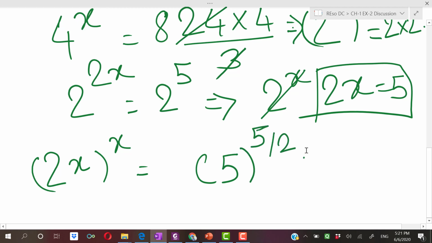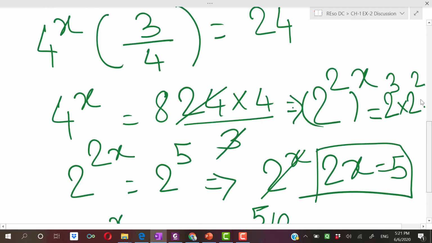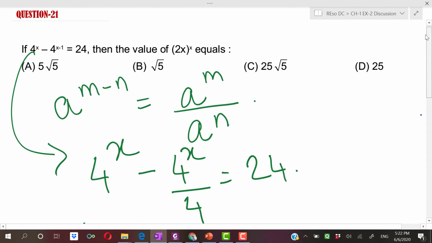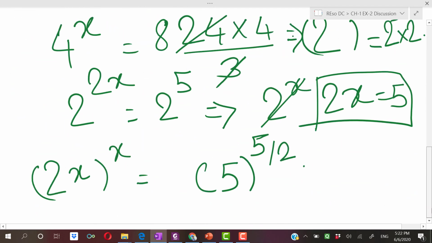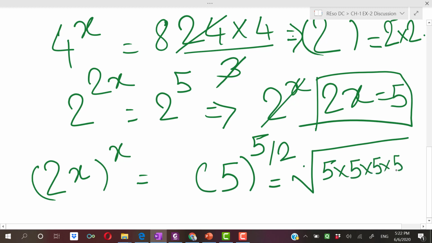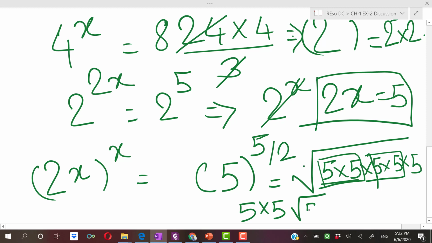Now let me see in what form my options are being given. So यहां से मुझे देख के ऐसा लगता है कि option number C should be correct. कैसे भाई? This will be square root of 5 into 5 into 5 into 5 into 5. दो के मैं दो pairs यहां से निकाल सकता हूं. So one pair will be this one, another pair will be this one. So this will be 5 into 5 square root of 5, which is equal to 25 root 5.